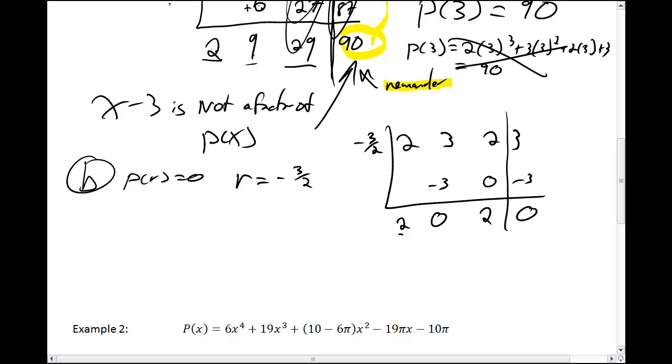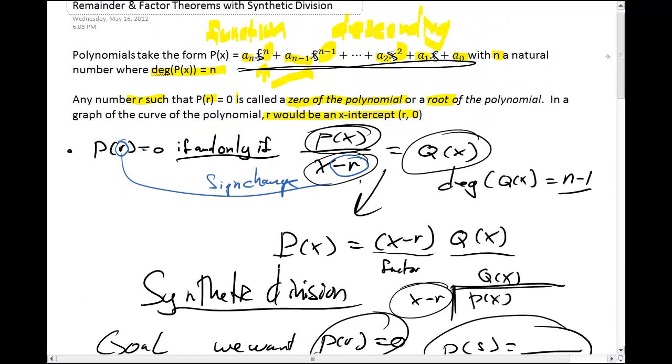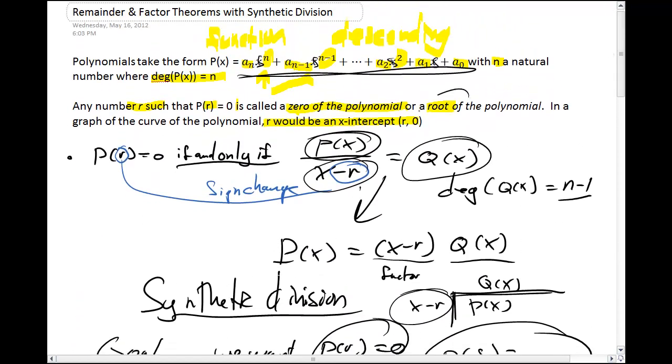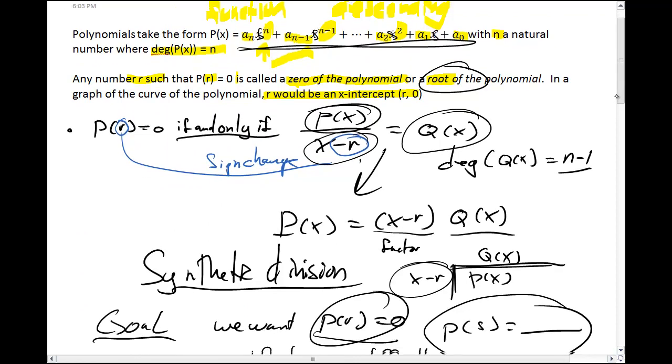Because I have a 0 in this very last spot, there's no remainder. That means that p of negative 3/2 equals 0. So that means negative 3/2 is a factor. Negative 3/2 is going to be a root. And that's all very nice and cool.